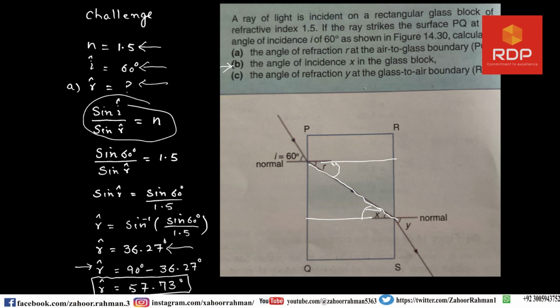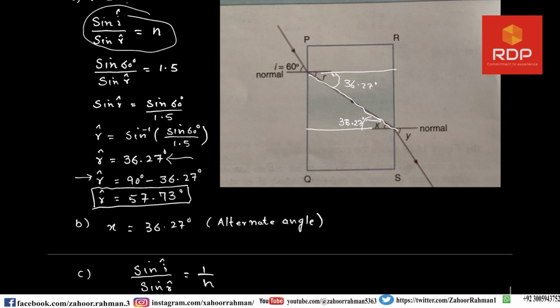So this angle, we found, is 36.27 degrees. So this will also be 36.27 degrees, and I wrote it here that x is equal to 36.27 degrees, and that is due to the alternate angle theorem.